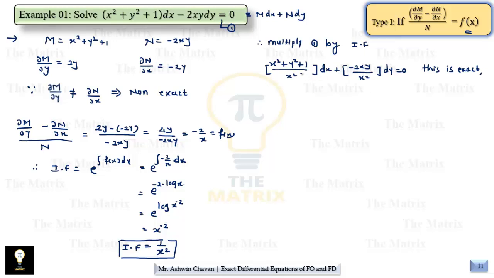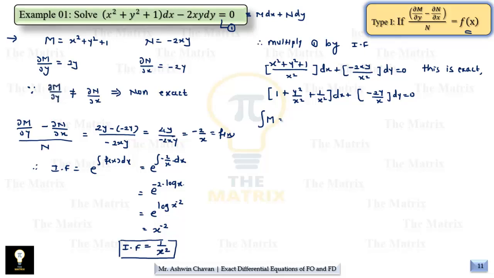Taking this new M and new N and differentiating them with respect to y and x, you will see their equality; it will be exact. Okay, now we will see how to solve this differential equation. In the last session we saw how to solve an exact differential equation. Therefore the separated form of this is (1 + y²/x² + 1/x²) dx + (-2y/x) dy = 0.